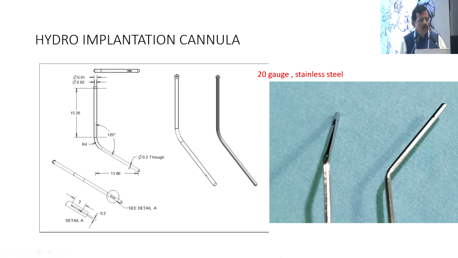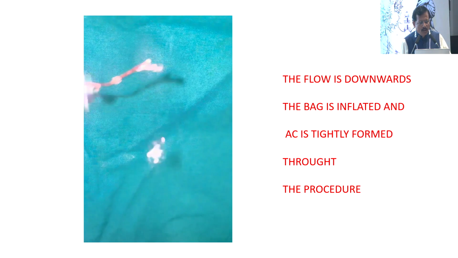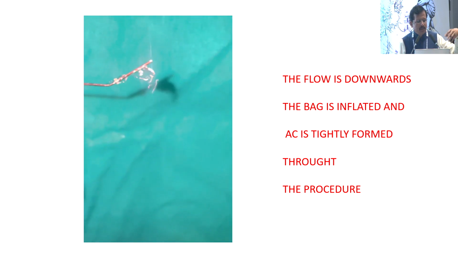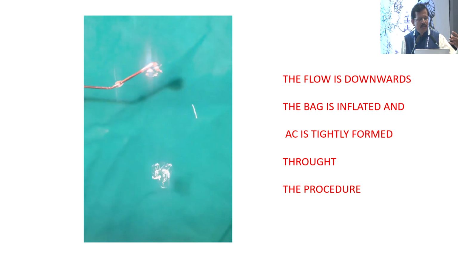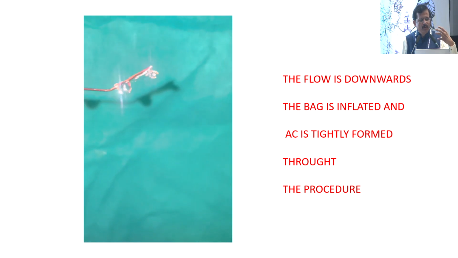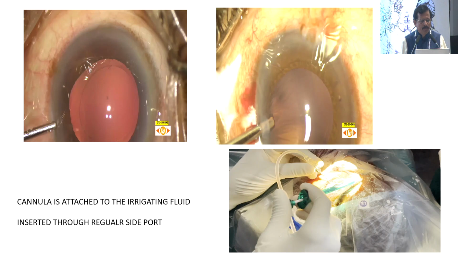This is the hydroimplantation cannula which I devised. It is basically a 20 gauge stainless steel cannula, and the tip is blunt, and there is a hole at the bottom as well as a hole at the side of the cannula. So usually, when the fluid is connected, it comes out at the bottom and inflates the bag, and the side port will form the anterior chamber.